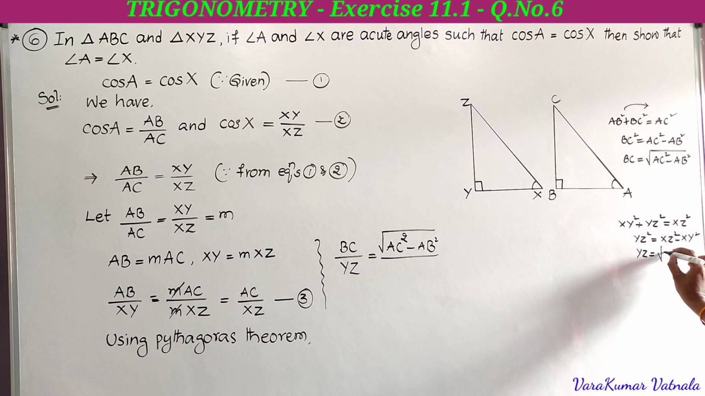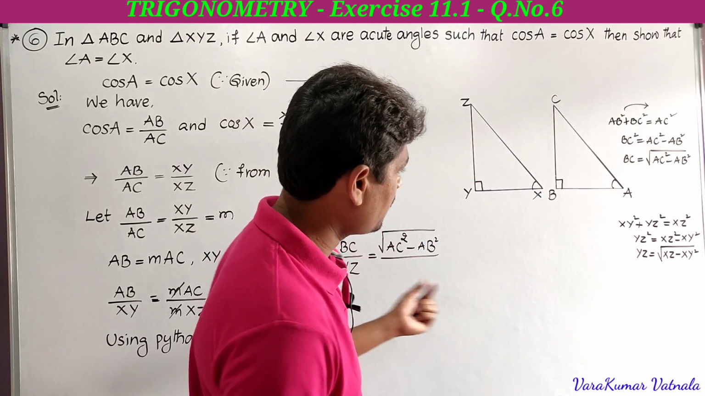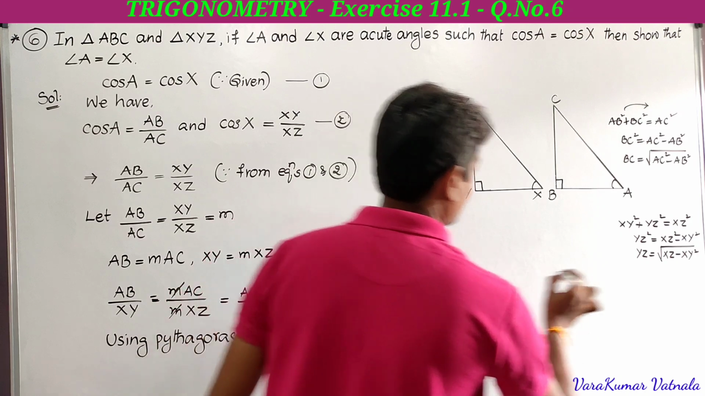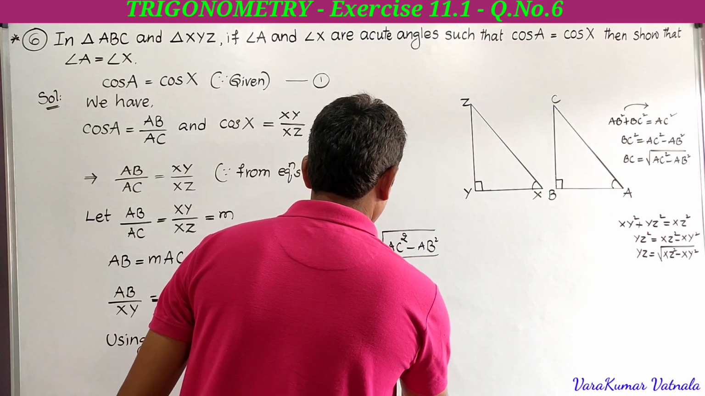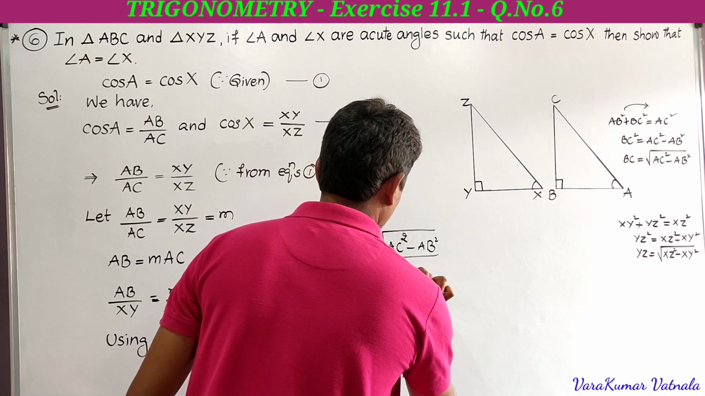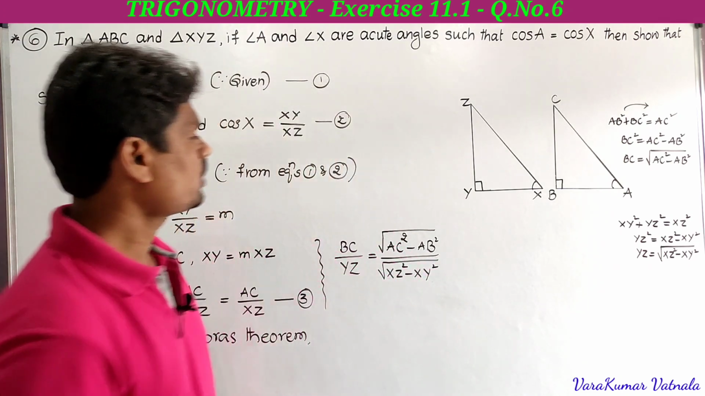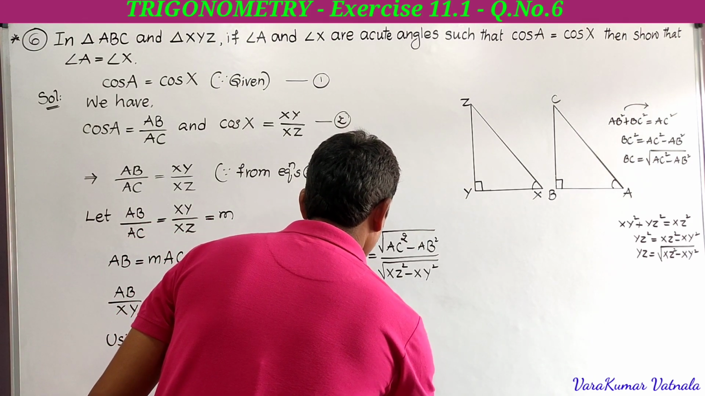So we require only YZ. YZ is equal to square root of XZ square minus XY square. So instead of YZ I am writing square root of XZ square minus XY square. So again we have to simplify further. So what we get, see here, square root of.